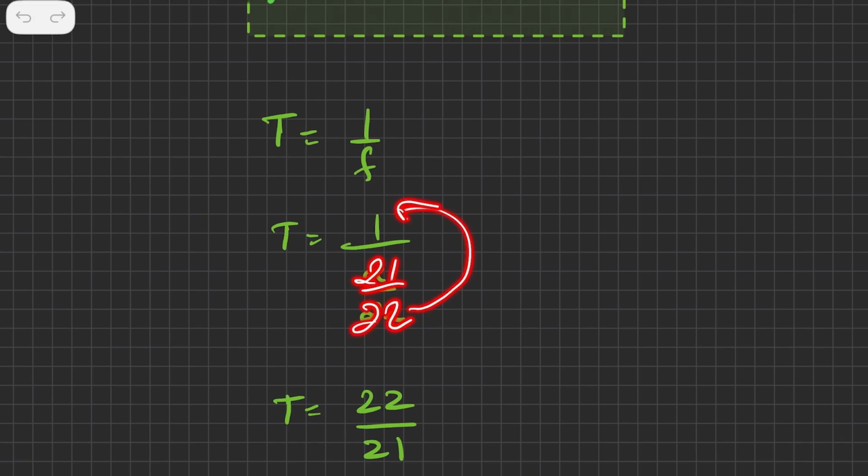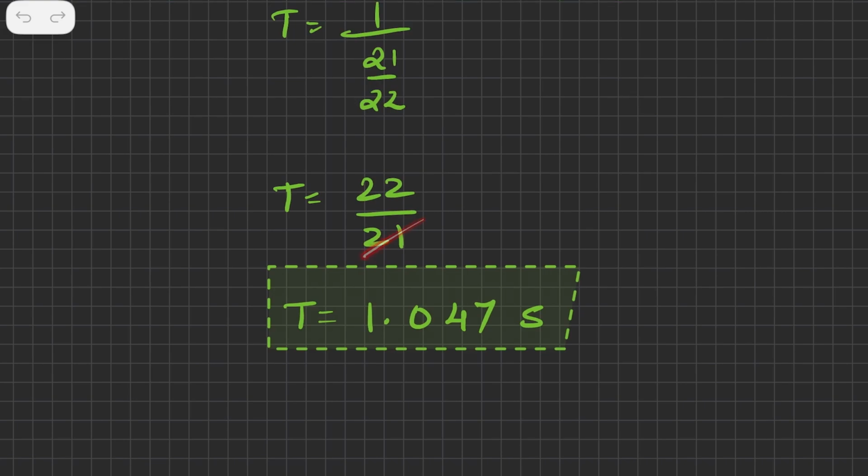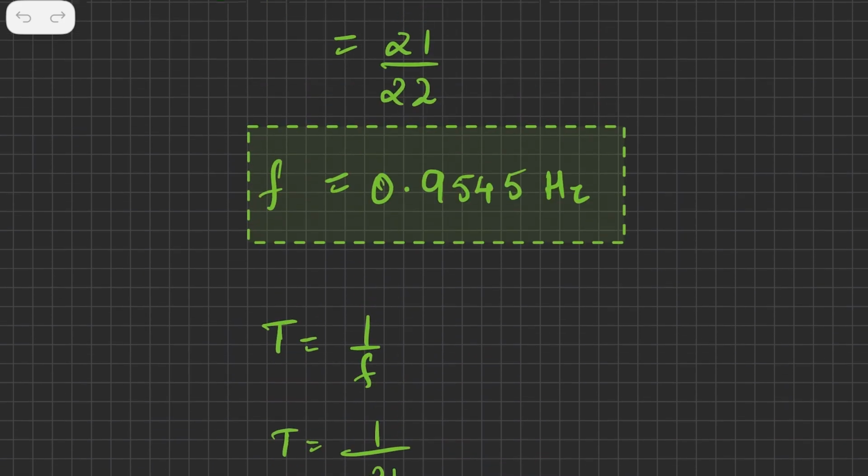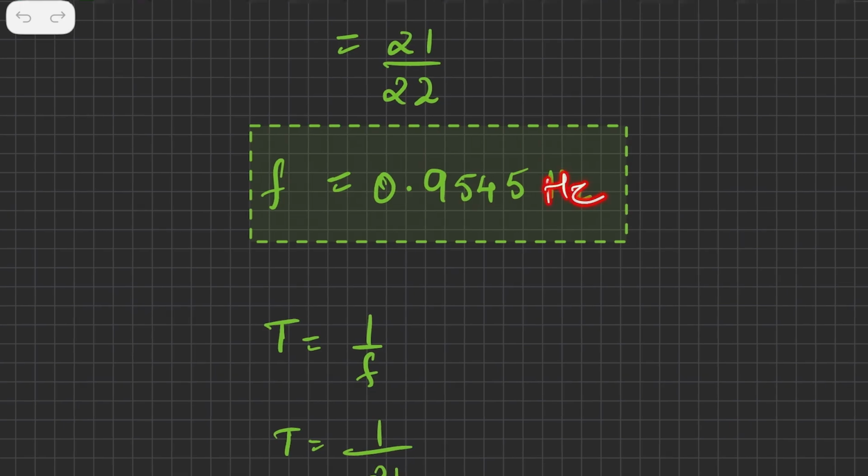Now this 22 goes up, so I'll get 22 by 21. And again, cancelling by 21 is easier. You just read the table of 7 and then the table of 3, and you get 1.047 seconds. Because this is a time period, this will be in seconds. Because this is frequency, the unit would be hertz.